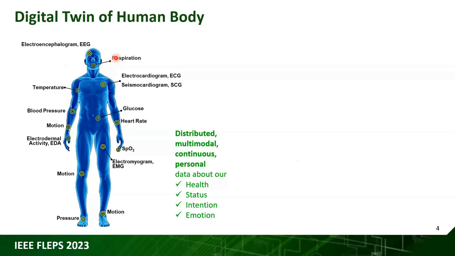For example, from the head, we have the brainwave, which is called electroencephalogram or EEG, if we measure non-invasively. If we measure invasively, we can even reach the level of a single neuron. And we also have an electrocardiogram on the chest and electromyogram on any specific piece of muscle. And those are all electrical signals, right?